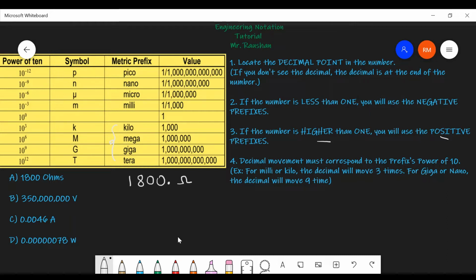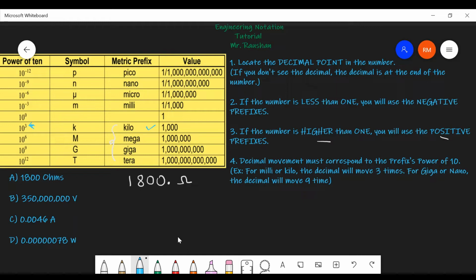So let's see which one we use. Remember, you have to move it in increments of 3. Let's say you want to use kilo as a prefix. Well, here's number 4. Decimal movement must correspond to the prefix's power of 10. If you want to use kilo, you have to move the decimal point how many times? It tells you right here: 3 times. So let's move it 3 times and see how it works out.